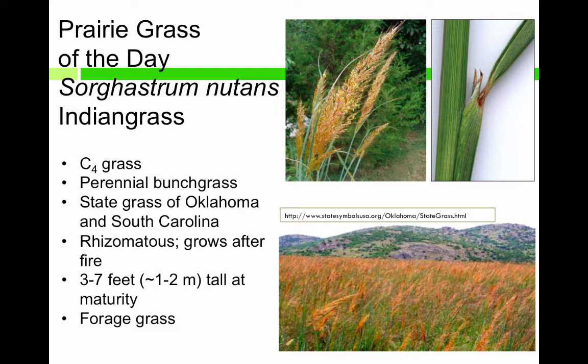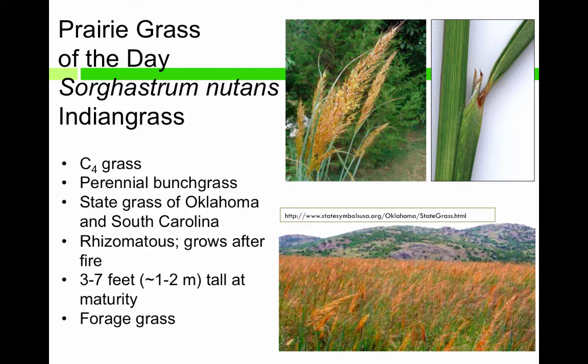Our prairie grass of the day is Sorghastrum nutans, Indian grass. You guys saw this out at Martha Laffitte Thompson when we went out to do our observations. It was the grass that you counted in your plots. It's a C4 grass, meaning that it does a type of photosynthesis that Dr. Reynolds will tell you about, and it's a type of photosynthesis that is very conservative where water usage is concerned.